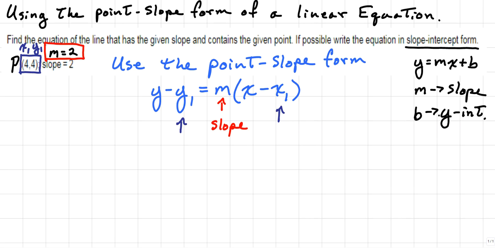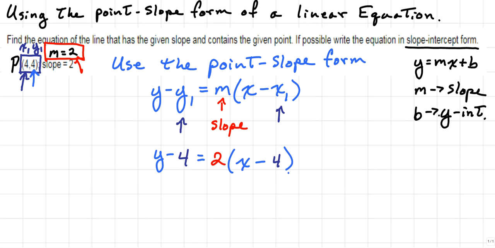So we'll go ahead and rewrite the equation with the substitutions. Y sub 1, as I said, is going to be 4. And that's going to be equal to m, which, as we said, is 2, times the quantity x minus x sub 1, which we know is also going to be 4. And now we need to simplify this and solve for y.